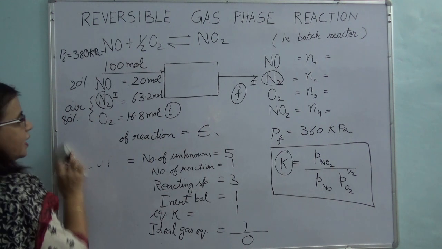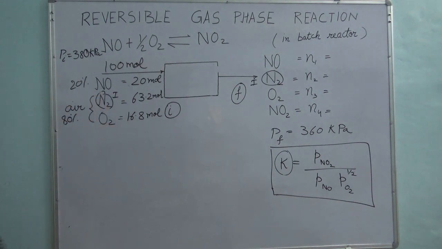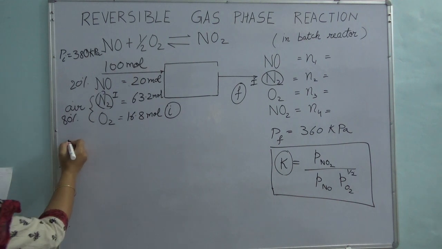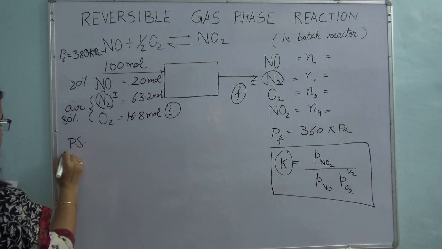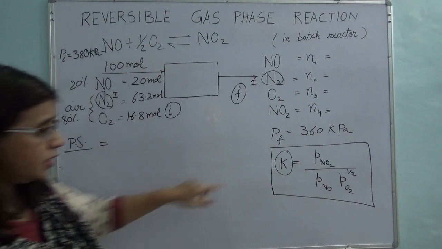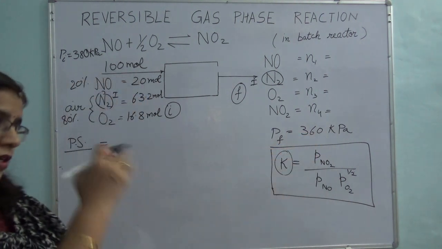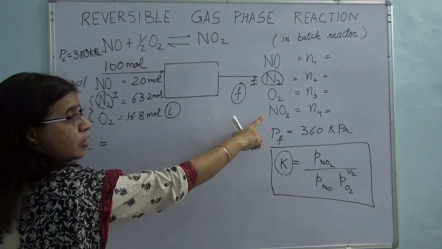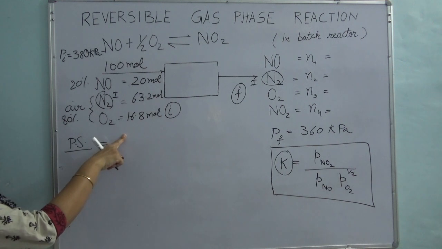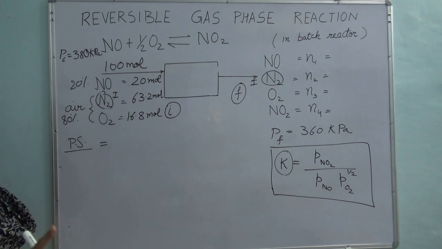Let's see how your ideal gas equation now comes into picture. Okay. So, we will start by taking first of all my process specification. Let's see. So, my process specification is what? I have PF is equal to 360 kilopascals. In part A, we had seen that I can write ideal gas law for the final state as well as the initial state. Volume remains the same. Isothermal batch reactor, temperature remains the same.